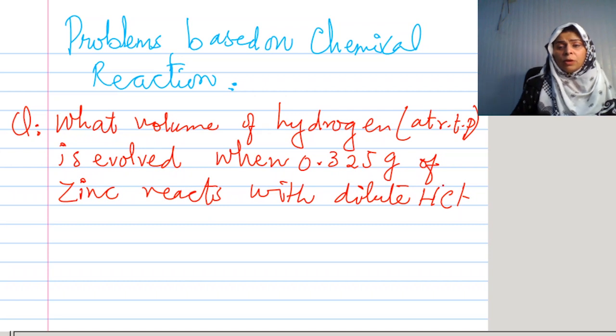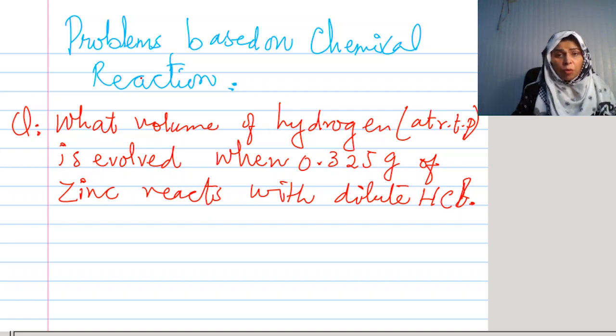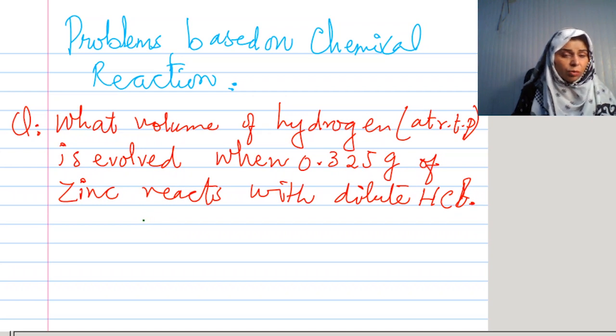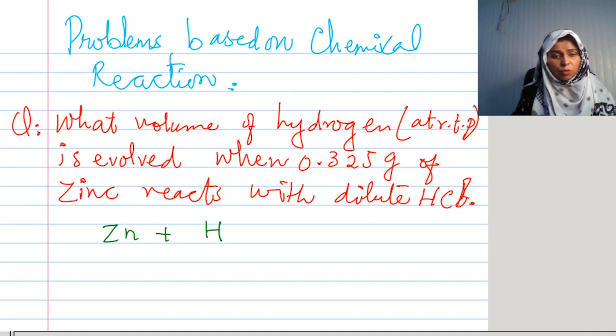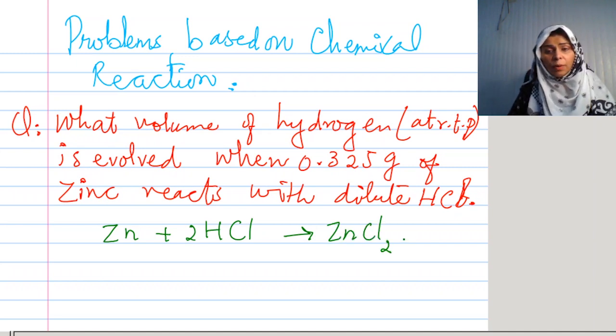So what we have to calculate is what volume of hydrogen is evolved when 0.325 gram of zinc reacts with dilute HCl. How can we calculate this? First of all, we have to write the equation. If the equation is not given, then we have to write it. Zinc plus 2HCl gives zinc chloride, ZnCl2, plus hydrogen gas.